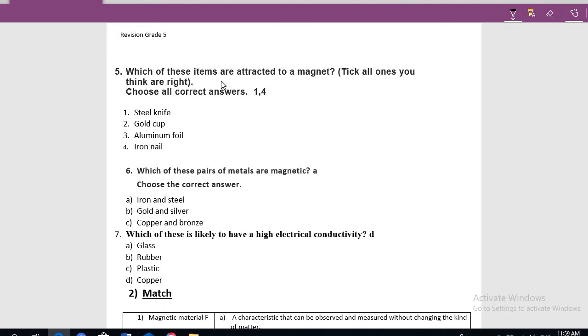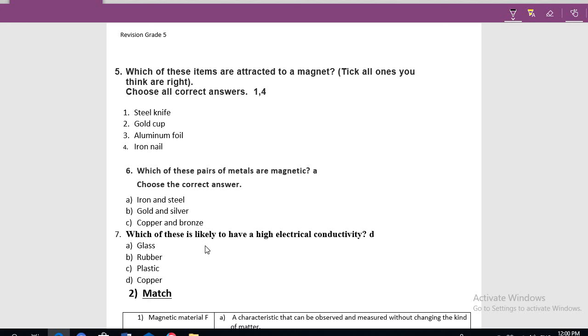Which of these items are attracted to magnets? Steel knife, yes, it can be attracted by a magnet. Gold, no. Aluminium, no. Iron, yes. So steel and iron can be attracted by magnets. Which of these pairs of metals are magnetic? Iron and steel, or gold and silver, or copper and bronze? Iron and steel. Iron and steel are magnetic materials, they can be attracted by a magnet.